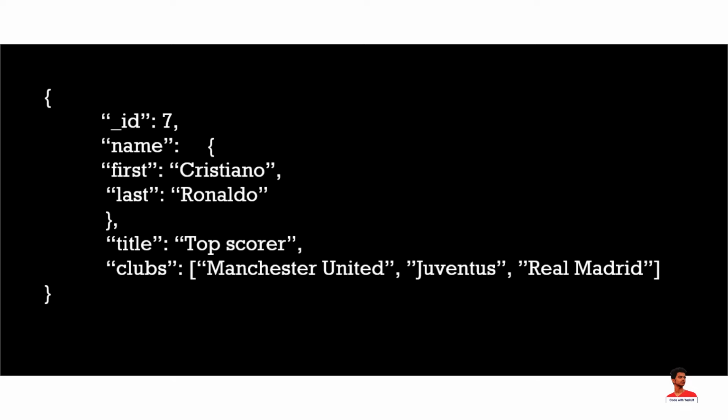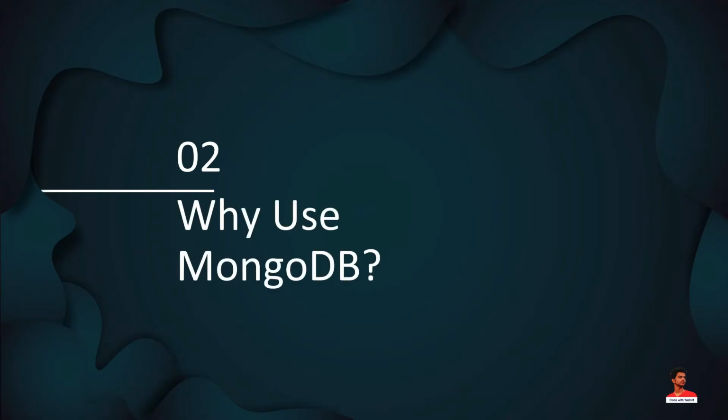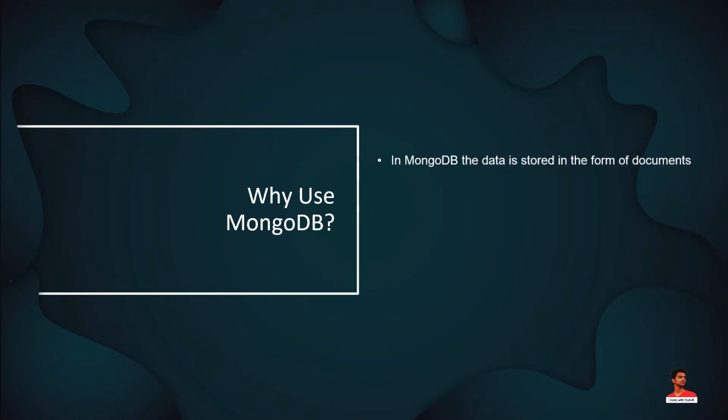Here, BSON is nothing but binary JavaScript object notation. That is, this binary representation is readable by the machine or any system. And JSON, that is JavaScript object notation, this format is human readable. Why use MongoDB? In MongoDB, the data is stored in the form of documents.